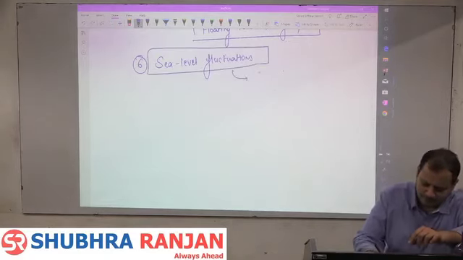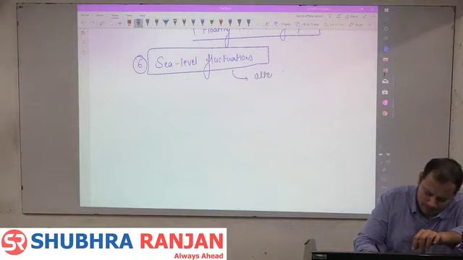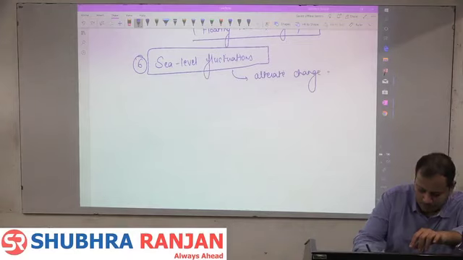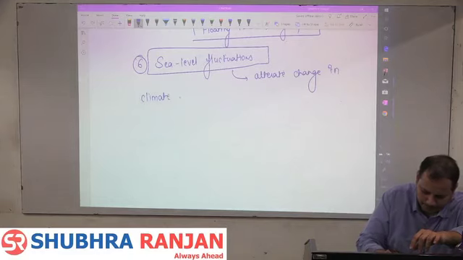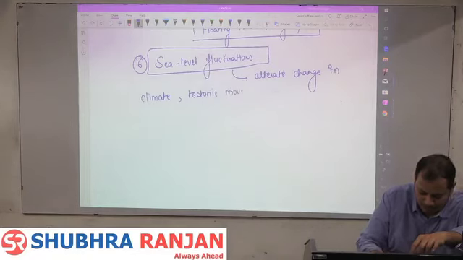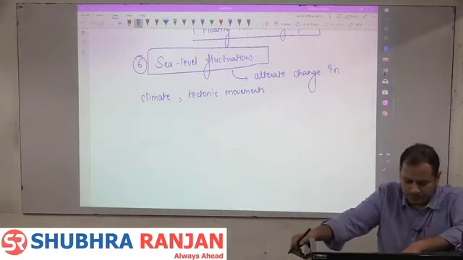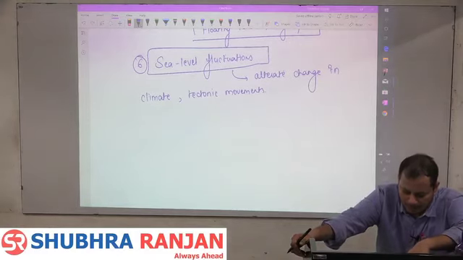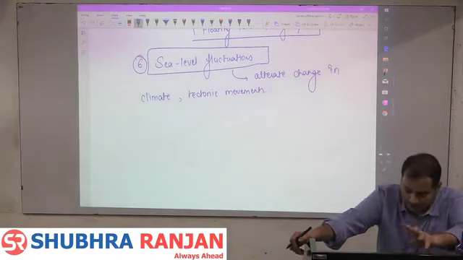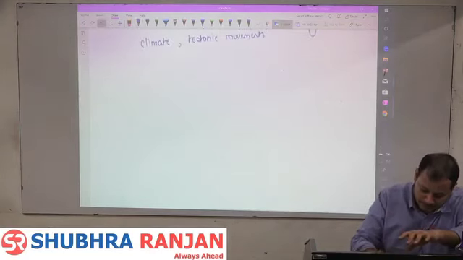What does it indicate? Alternate change in climate as well as tectonic movements. Tectonic movements. Next point, the large scale changes in the sea level.